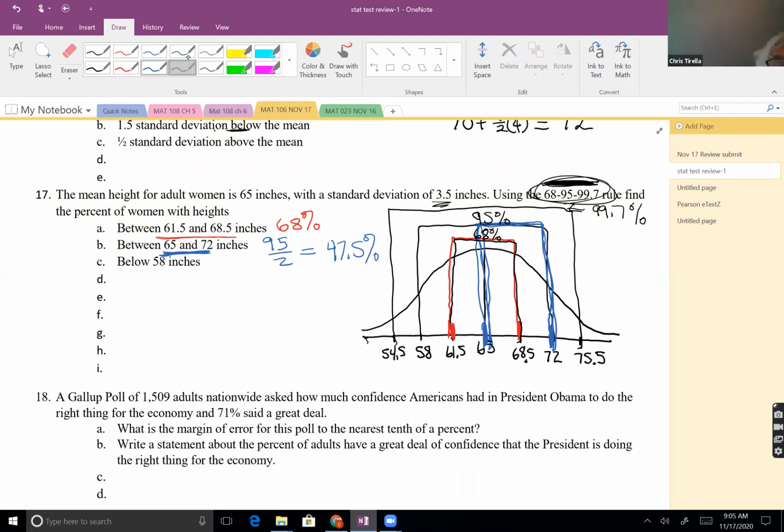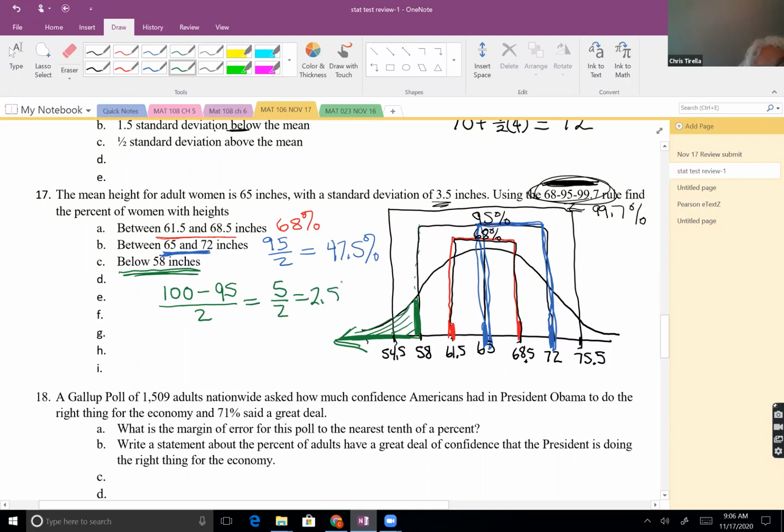Last one asks for the percent below 58 inches. Well, 58 inches is here. Below means to the left. And so notice that that's outside of the box for 95. And so we had said when we were going outside the box, we'll subtract by 100. And because we're only looking for one side, we'll divide it by 2. And so that gives me 5/2 or 2.5%.